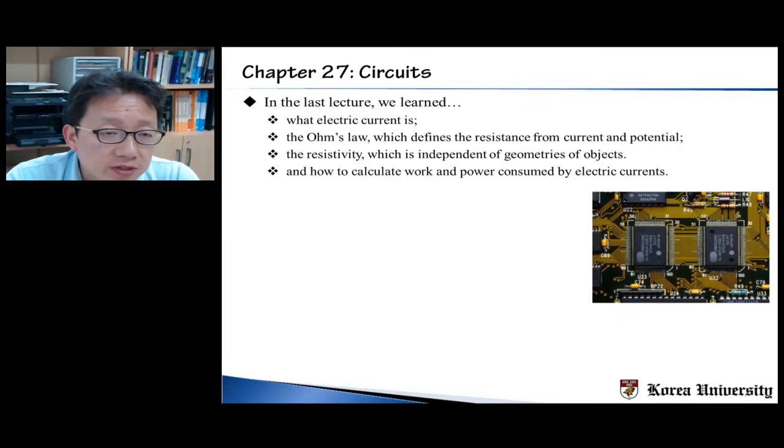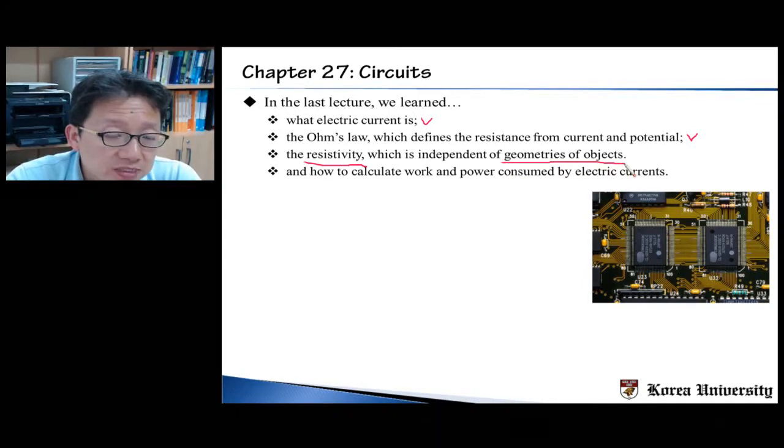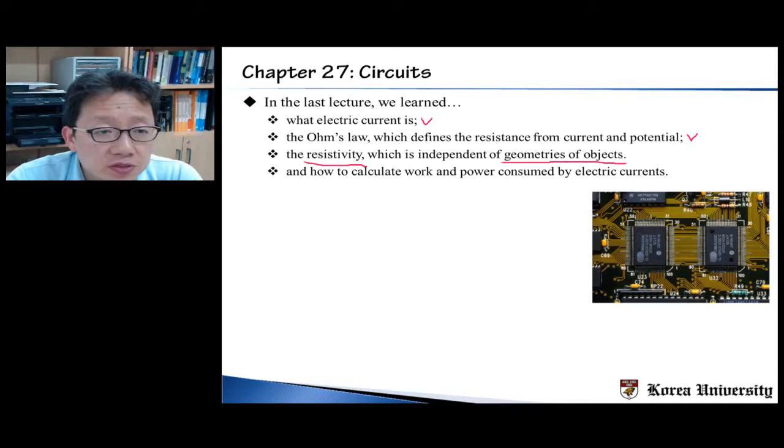So let's review the last week's lecture. We learned what electric current is, and we also learned Ohm's law, which defines the resistance from electric current and electric potential. And we also learned the resistivity, which is similar to the resistance, but is independent of the geometries of the object. And then we also learned how to calculate work and power consumed by electric circuits.